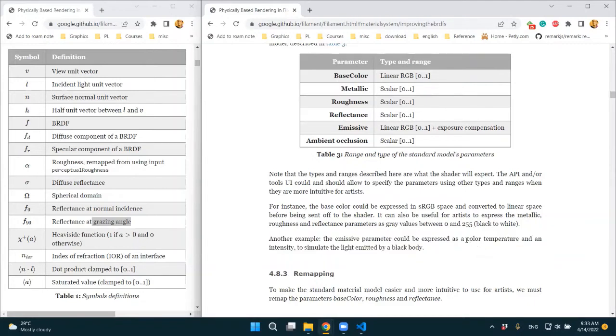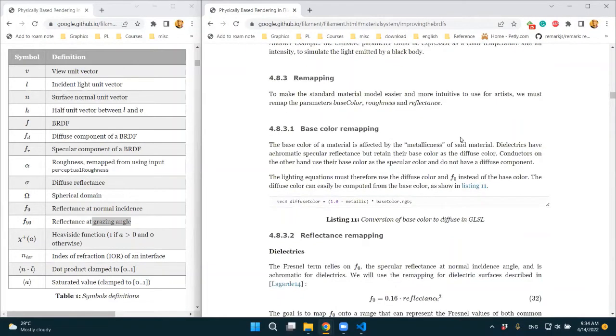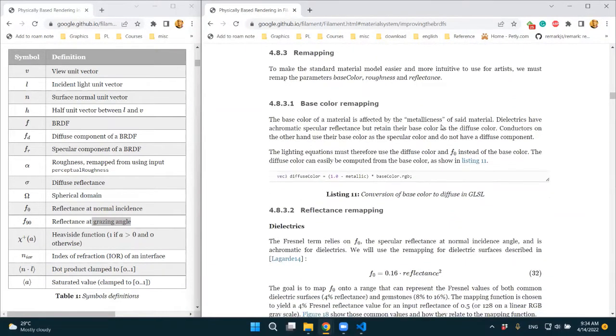Okay. Color temperature and intensity, yeah. Remapping. So it's basically talking about how to make those parameters more intuitive.